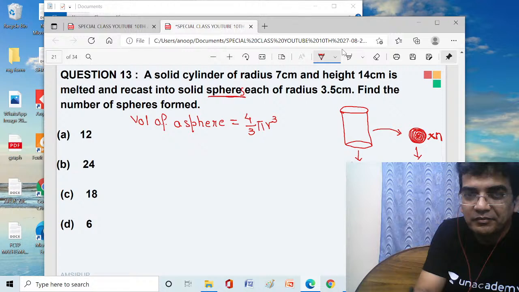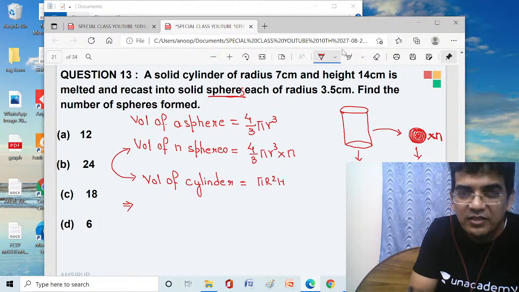Now I need volume of cylinder also. Volume of a cylinder. So volume of cylinder is pi r square h, that is the volume of a cylinder, right? Now I will equate them. What do I have to equate? I have to equate volume of cylinder with volume of n spheres. So that means I am going to equate these two. I am not going to equate volume of cylinder with the volume of a sphere. No, I will be equating volume of cylinder with volume of n spheres. So let us do that.